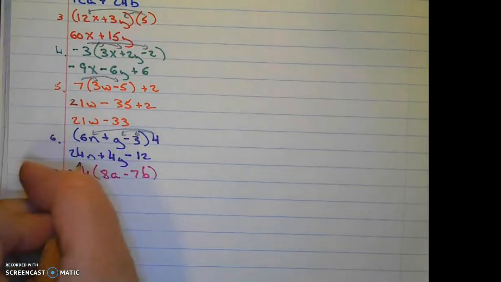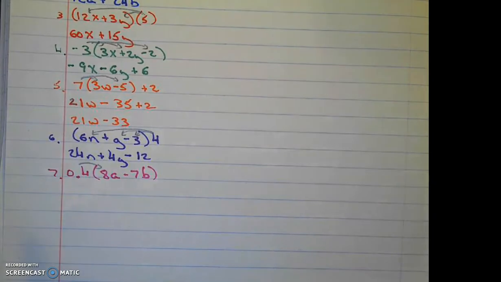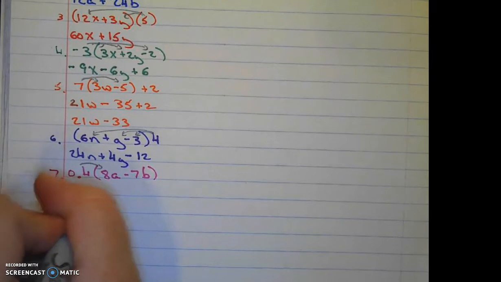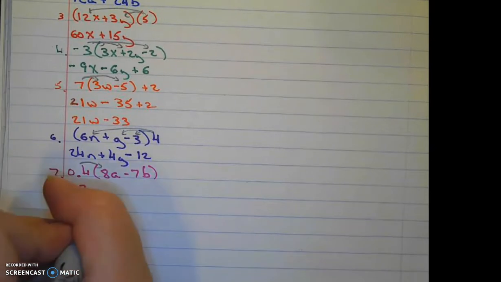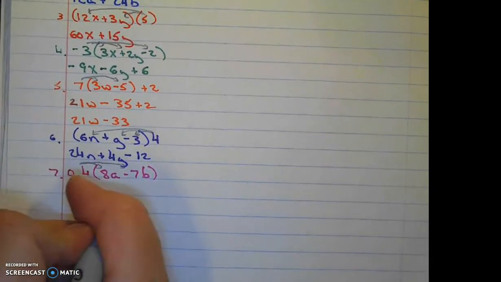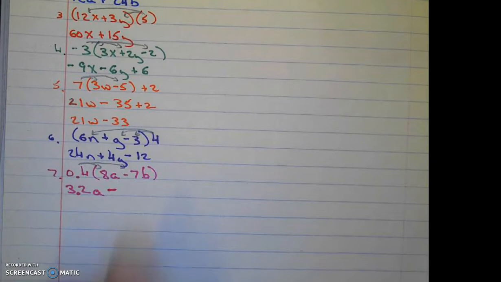All right, on the next one, number 7, let's give ourselves 0.4, and then inside the parentheses, let's do 8a minus 7b. So we'll take the 0.4 times the 8a, a positive times positive is positive. 4 times 8 is 32. We have 1 decimal place in the problem, so 1 decimal place in the answer. So this will give us a 3.2a. And then when we take our 0.4 times our negative 7b, a positive times a negative is a negative, so I get to write a minus. 4 times 7 is 28. I have 1 decimal in the problem, 1 decimal in the answer, so I get a minus 2.8b.